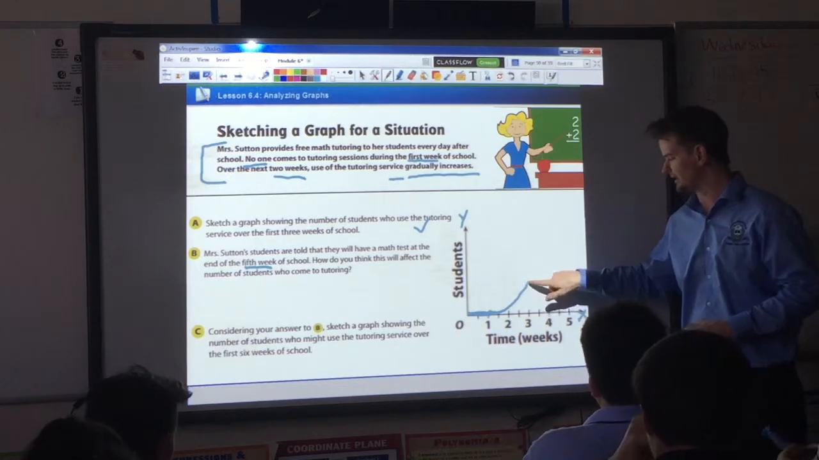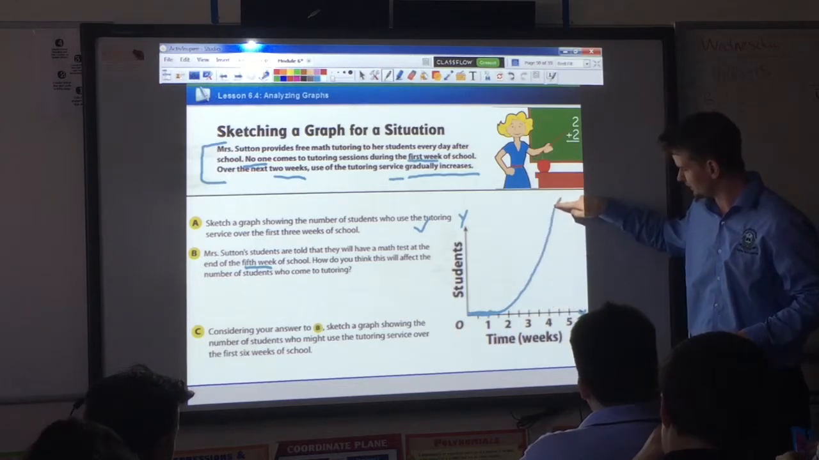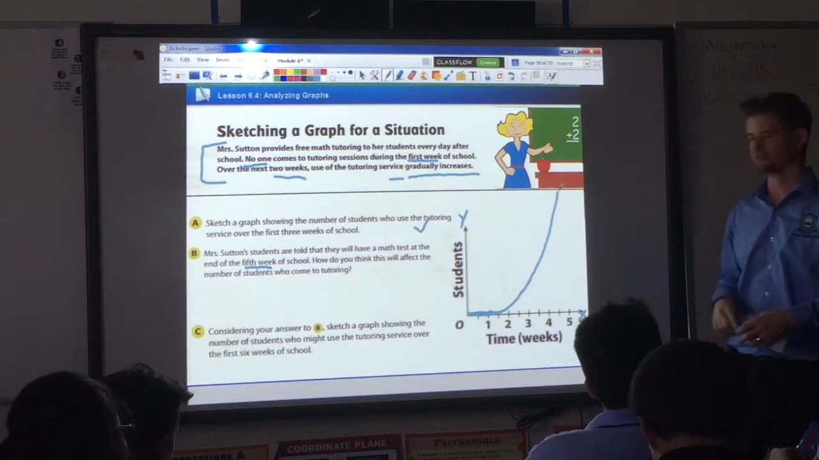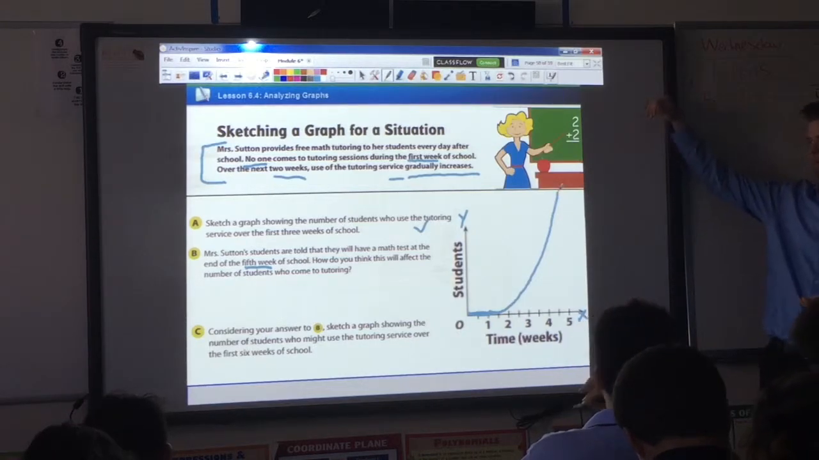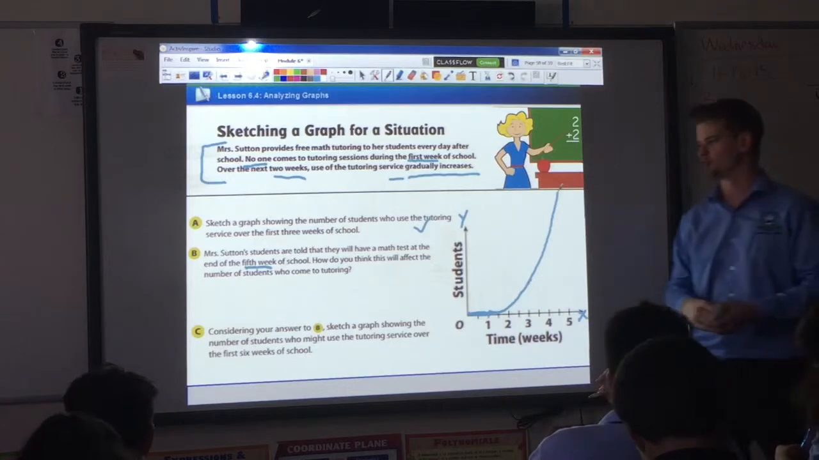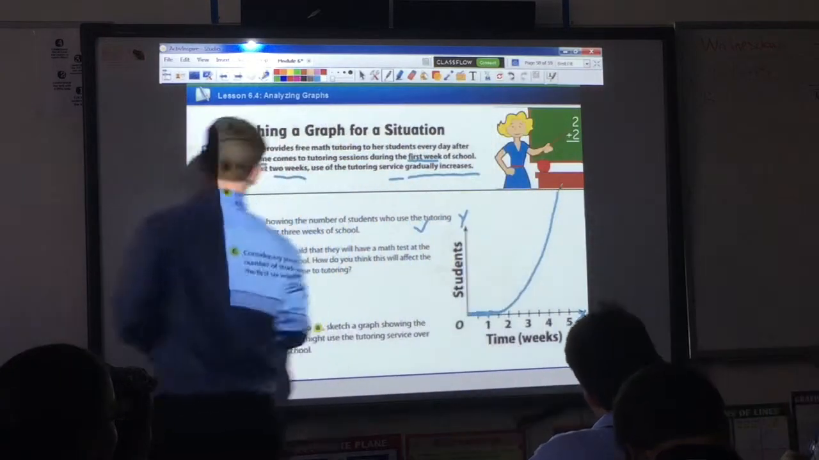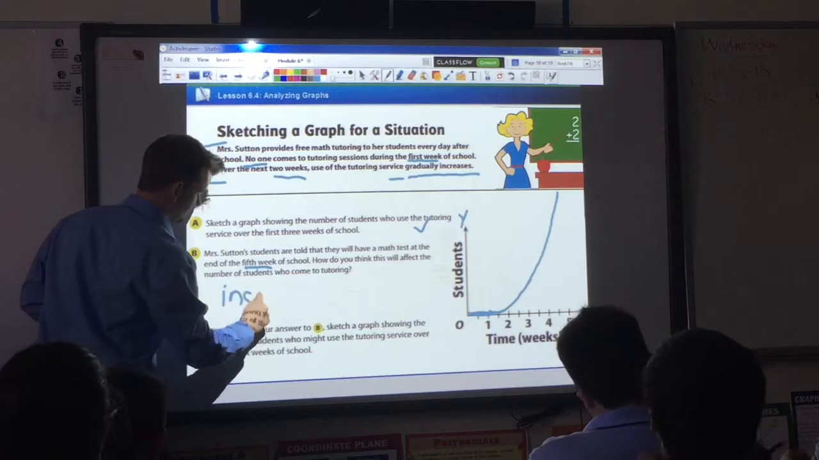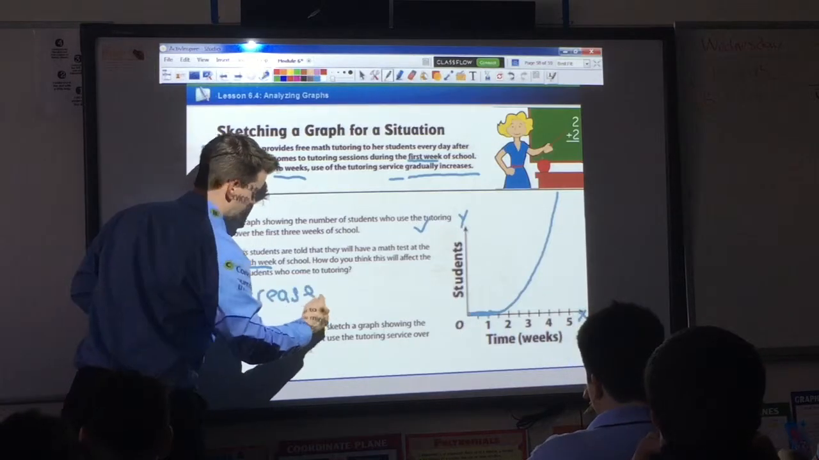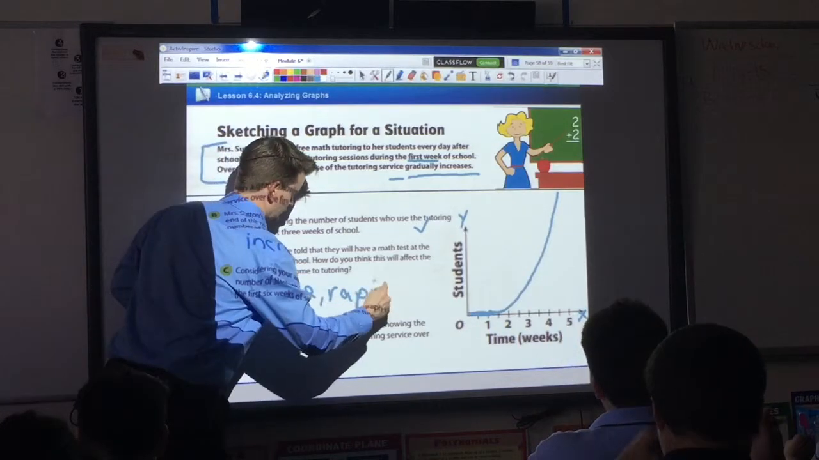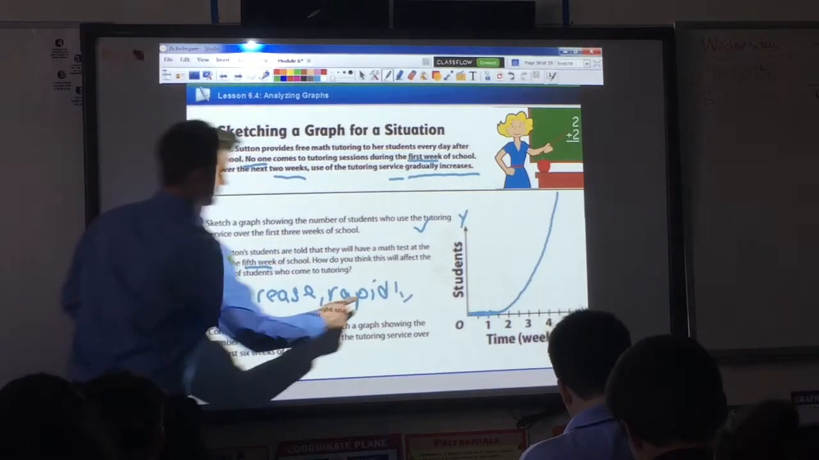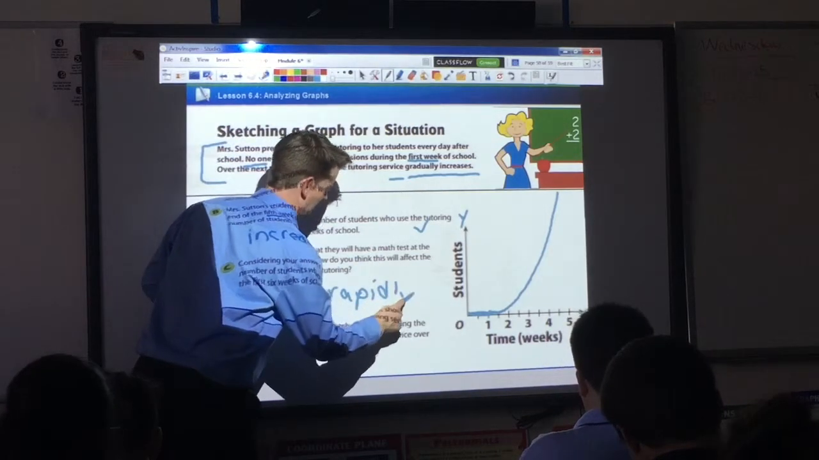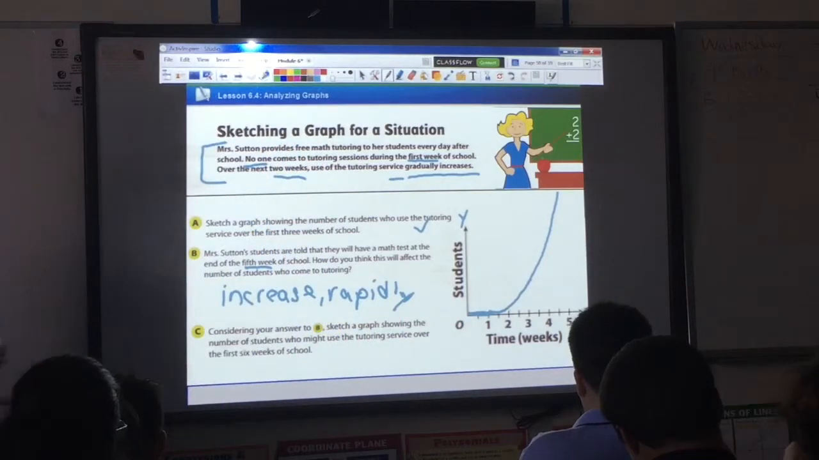But it would go up, and I'd say it's probably going to go up rather quickly because students want to score well on an exam. So I'd say it's going to start going up exponentially. It's going to increase rather quickly. Instead of gradual, I'd say that it's going to increase rapidly. It's a rapid increase. Okay, it's going to increase rapidly.